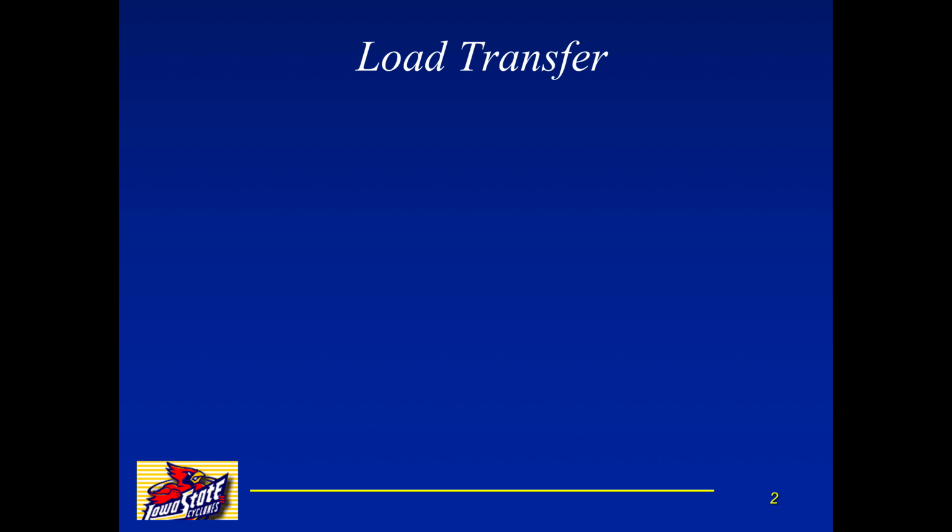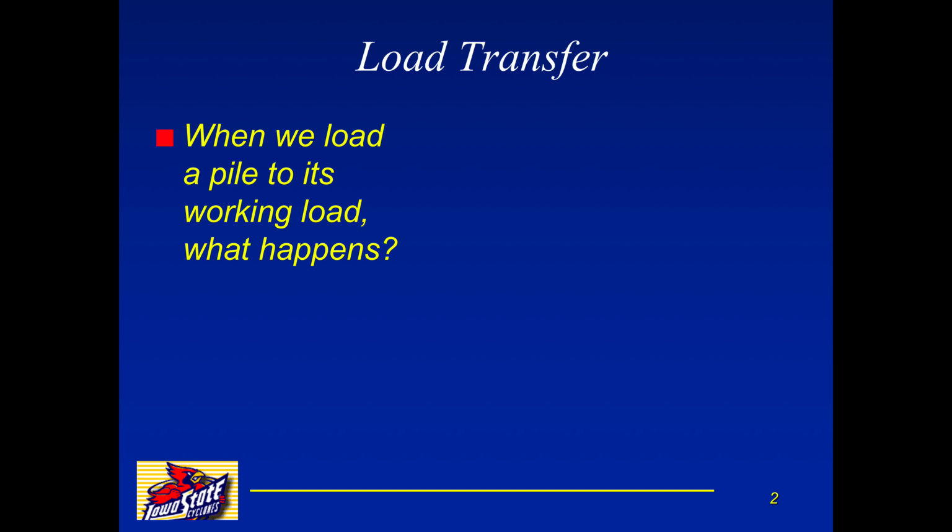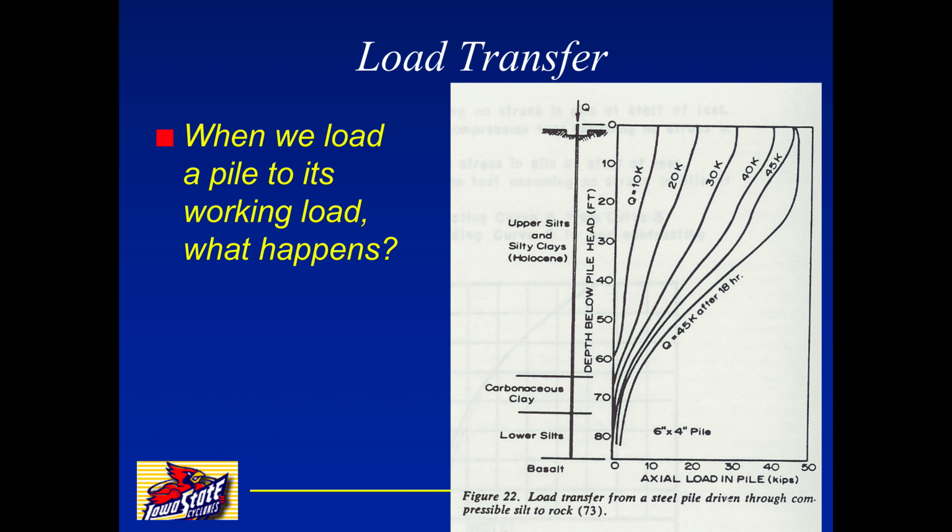So first we're going to talk about how the load is transferred from the column to the pile. When we load a pile to its working load, what happens? Well, as we load the pile, the head starts to move down and different parts of the pile capacity are transferred. First we talked about skin friction. As the pile moves down, skin friction is mobilized. So most of the initial capacity is carried through skin friction. And then as the pile continues to move down, the bearing capacity base portion starts to carry some of the load.